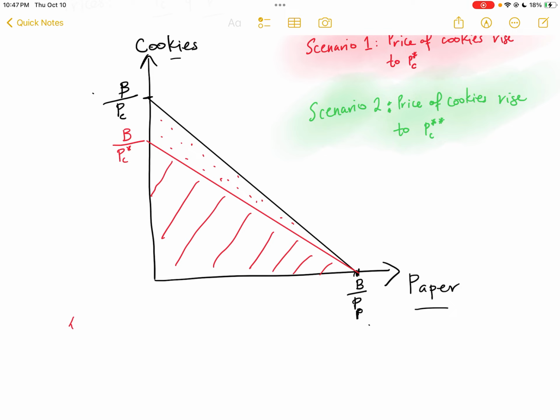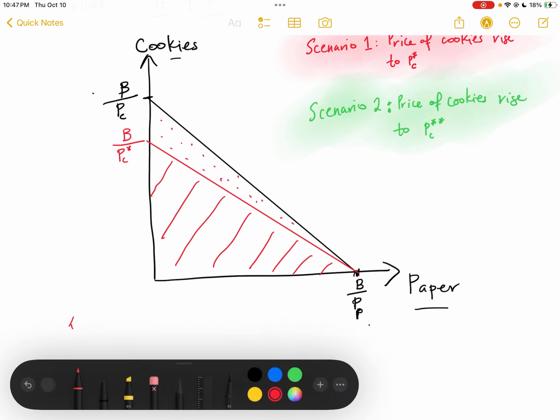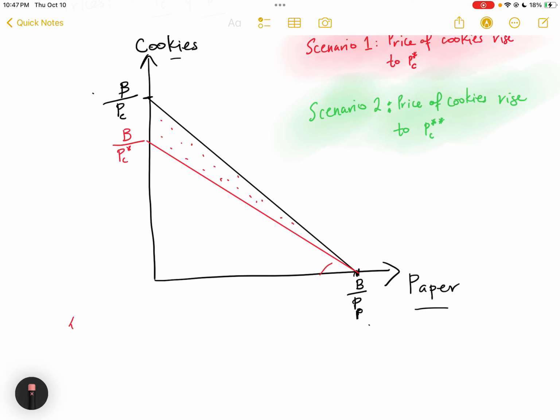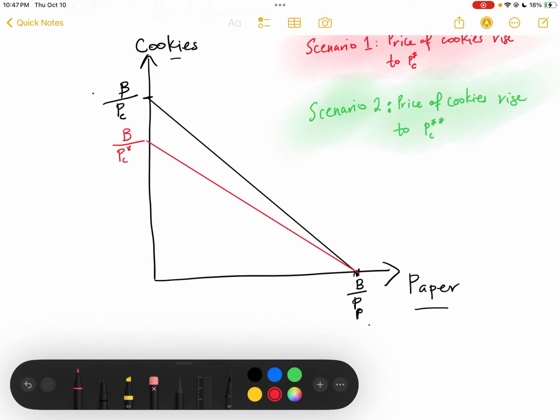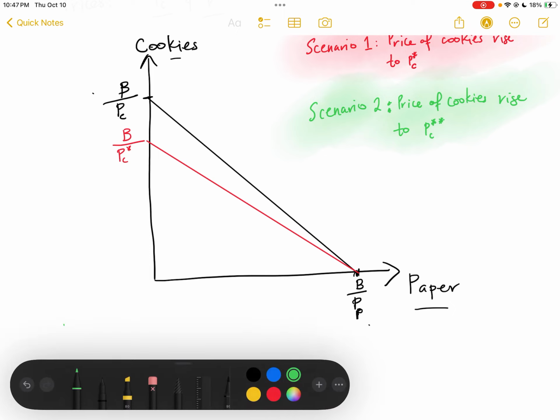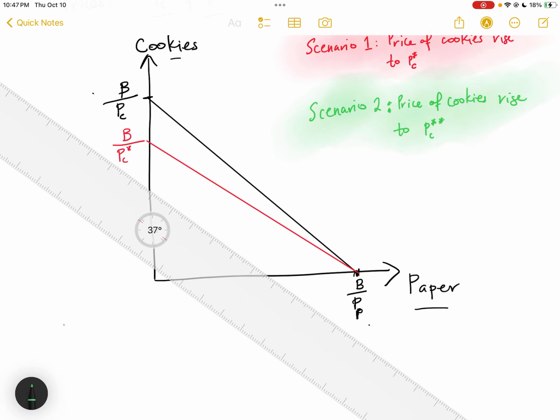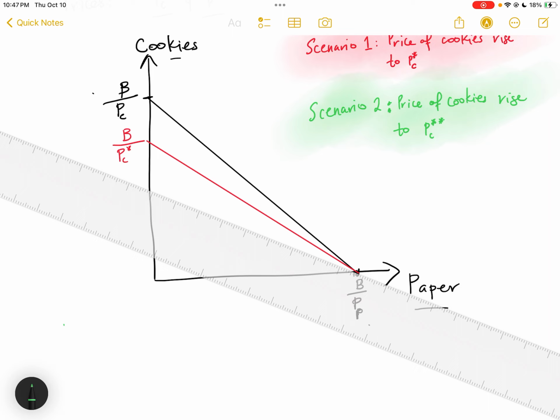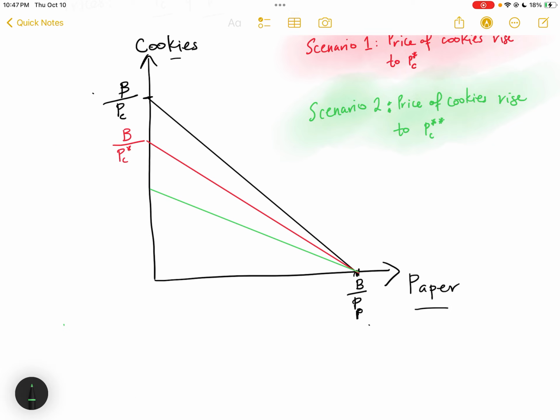You see? All right, let me get rid of the shading. That way we can work on the next scenario, which is scenario 3. In scenario 3, prices of cookies rise even further. Let me get my ruler. You guessed it. We are going to see even more shrinkage. Right? So here we have our B over PC double star.